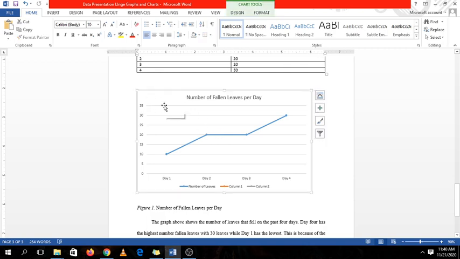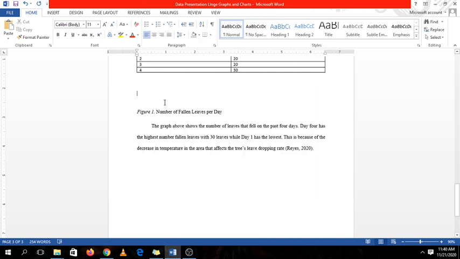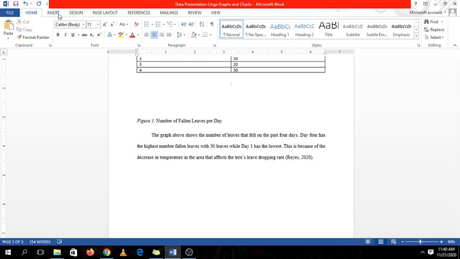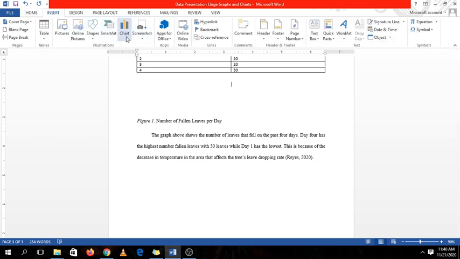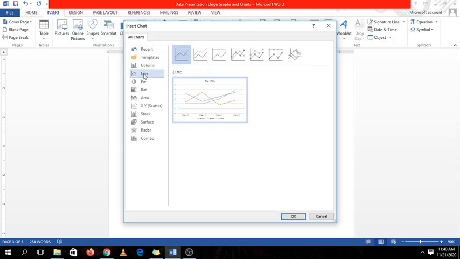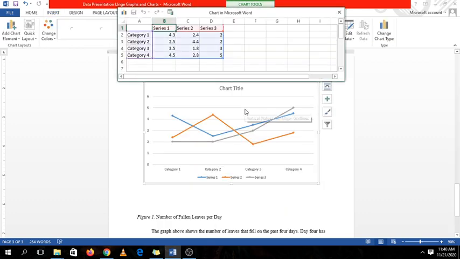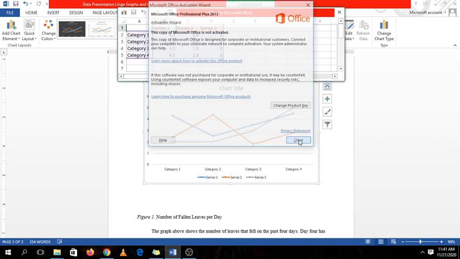I'll delete this one. Then I will go to Insert, then go to Chart. Then choose your line graph. Be sure that you use the appropriate figure to represent your data. I'll be doing this one, line with markers.